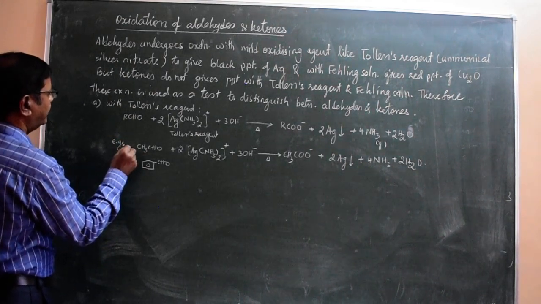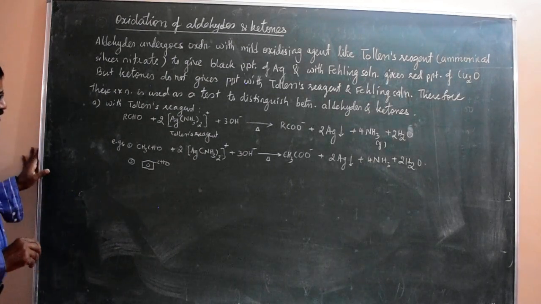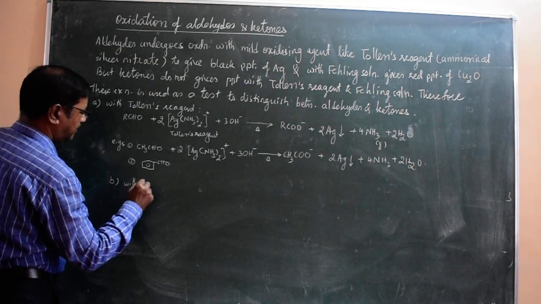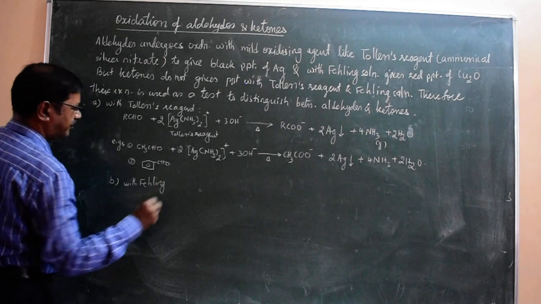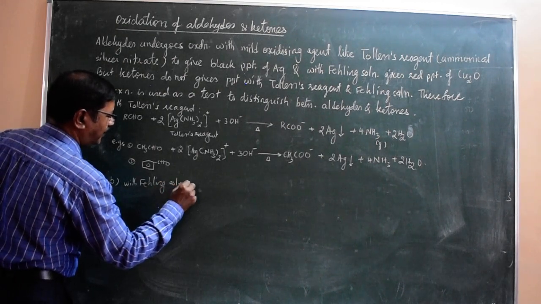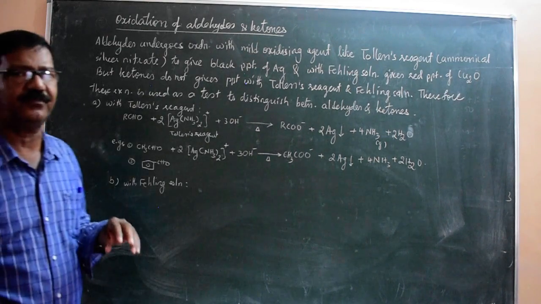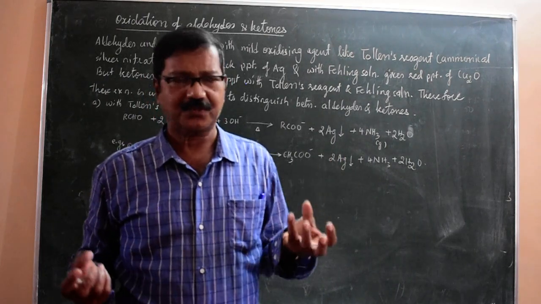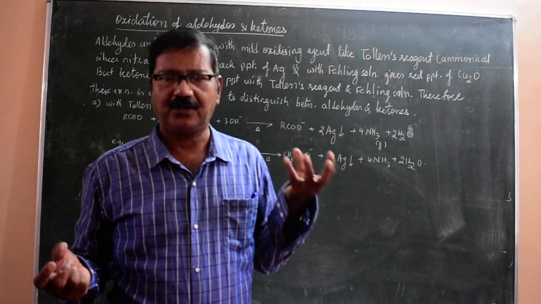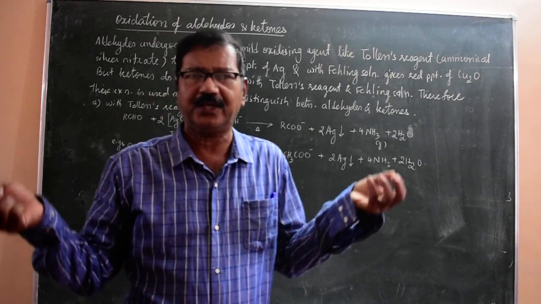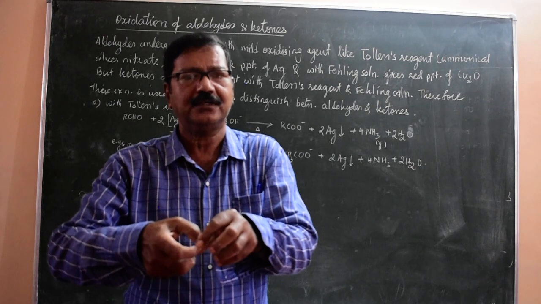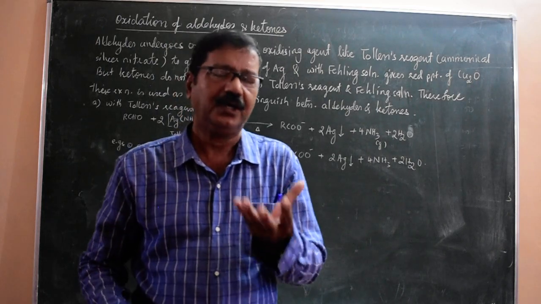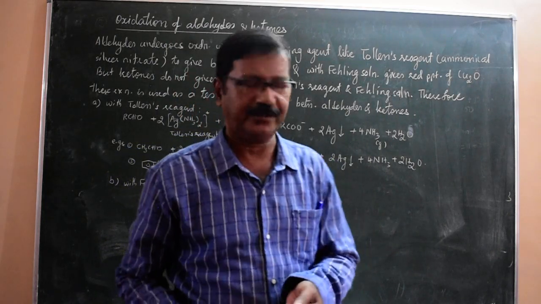So you have to complete this one at home. With Fehling's solution, you are getting red color precipitate of cuprous oxide. So Fehling's solution is nothing but a mixture of copper sulfate, sodium tartrate with NaOH. So you have Fehling's solution A and Fehling's solution B. It's copper sulfate and sodium tartrate with NaOH. They are mixed in equal proportion, then treated with the aldehyde just on warming, even sometimes on shaking also. You are getting the red color precipitate of cuprous oxide.